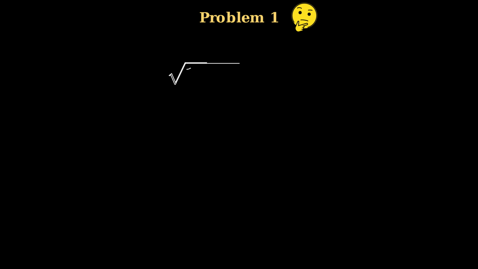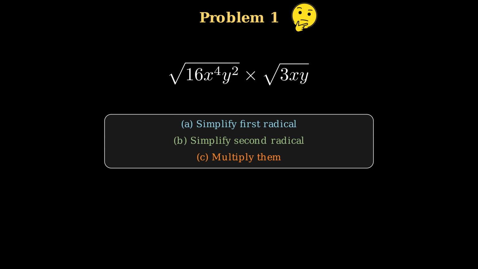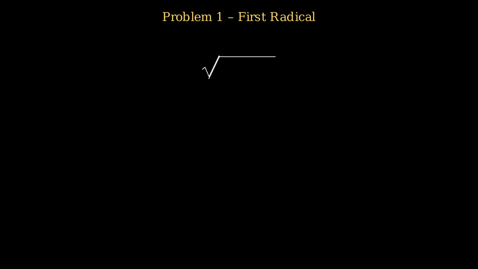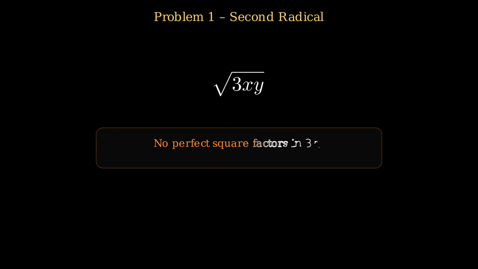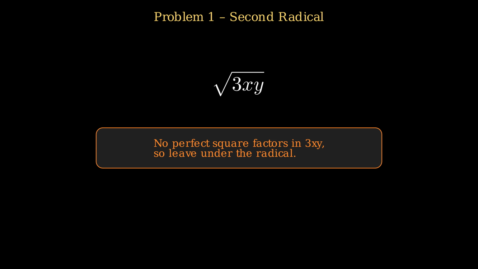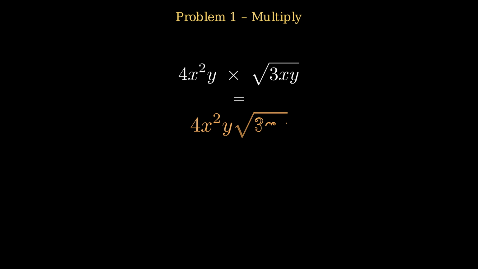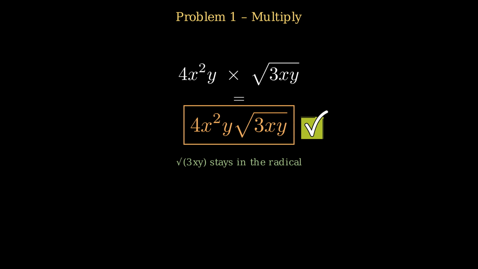Problem 1. Simplify the square root of 16x to the 4th y squared multiplied by root 3xy. The first radical, root 16, is 4, root x to the 4th is x squared, root y squared is y. So the first radical is 4x squared y. The second radical cannot be simplified further. It stays as root of 3xy. Multiplying them together, 4x squared y times root of 3xy.